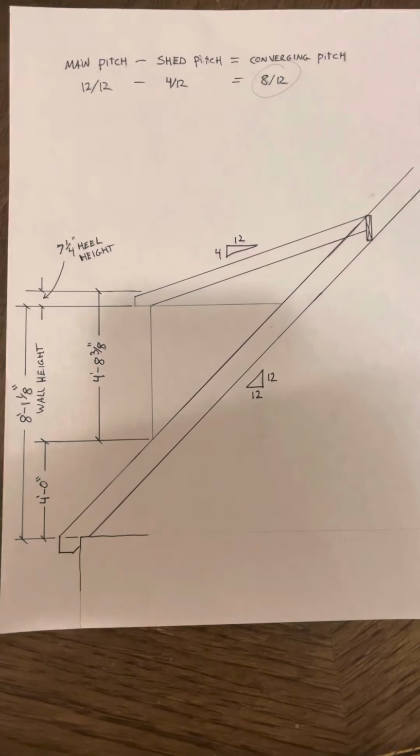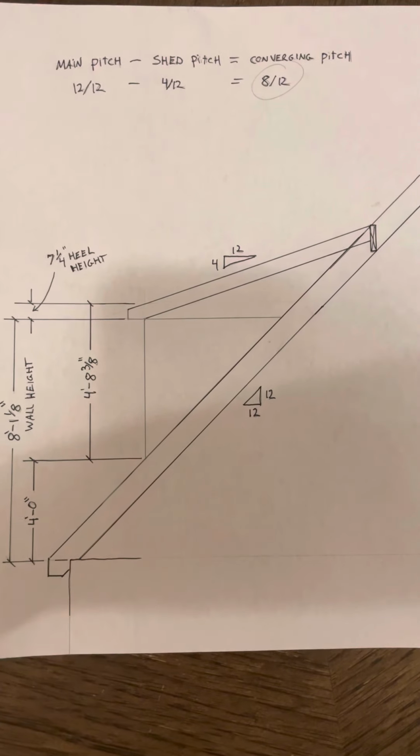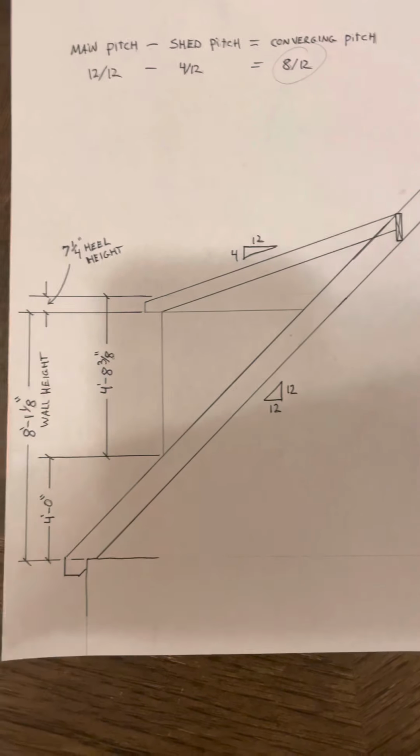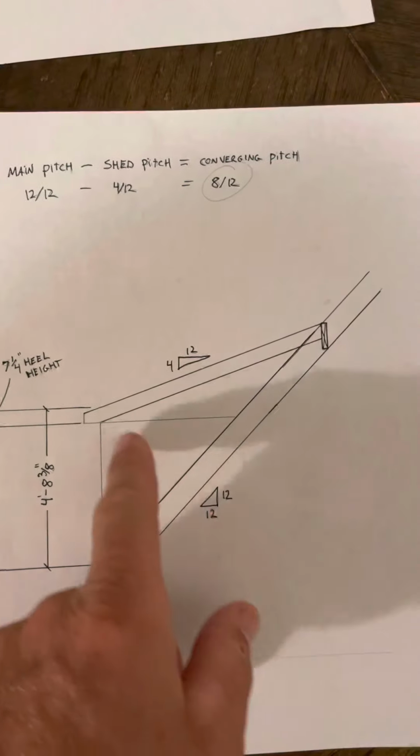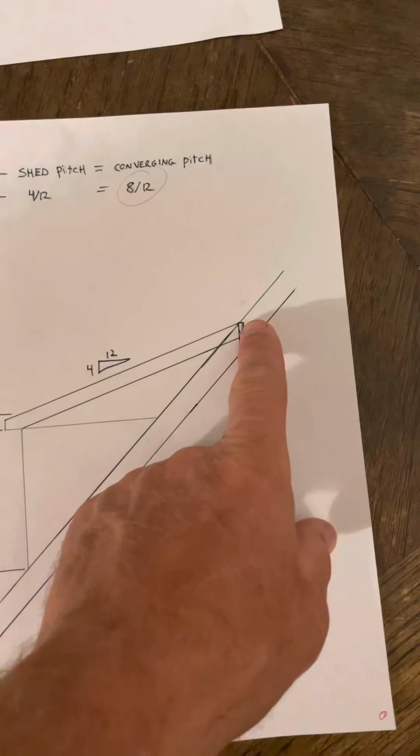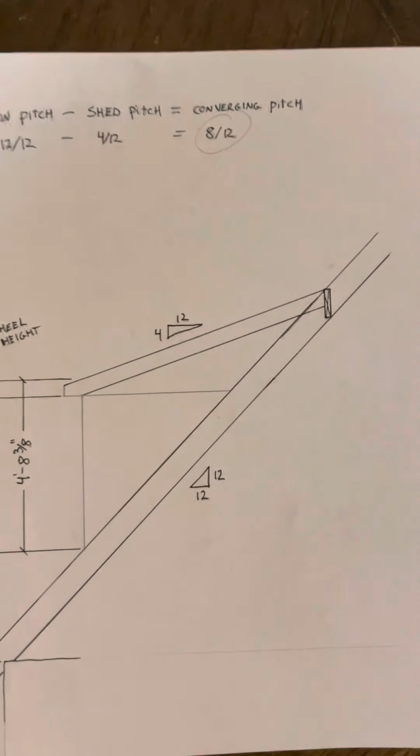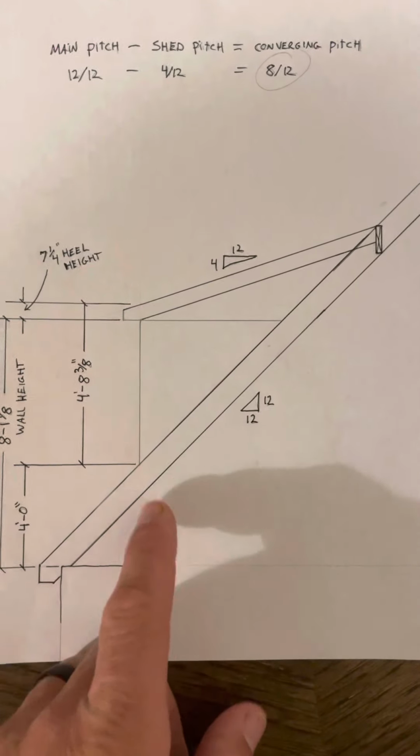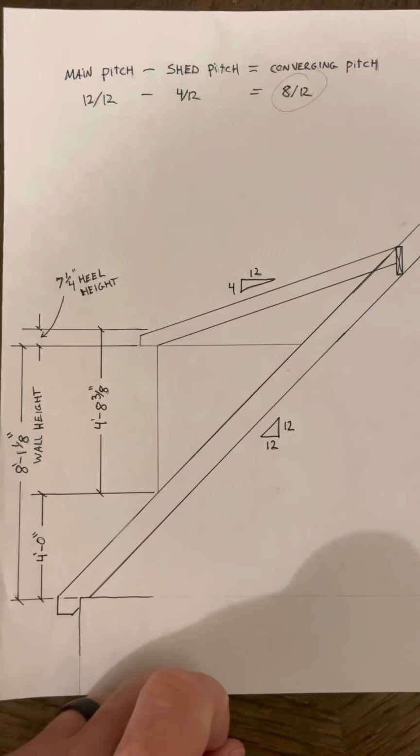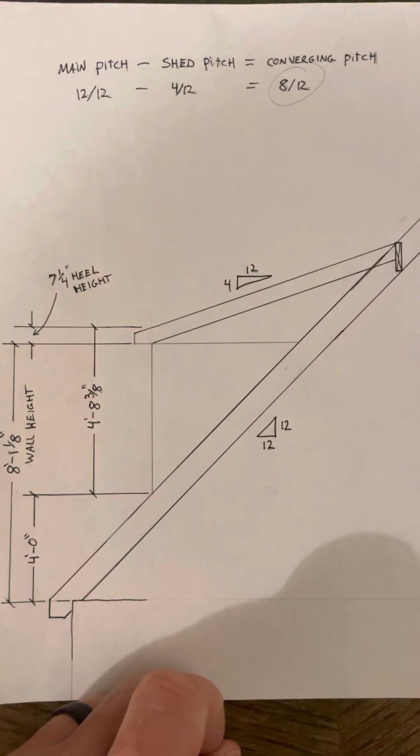What's up, guys? I'm going to try to show you how to calculate a shed dormer. When you're dealing with two different pitches, there is a point at which they will intersect, and if you know how to do the math correctly, you can locate this point on the rafter. You can lay it out in advance, and it's very useful information for roof cutting.